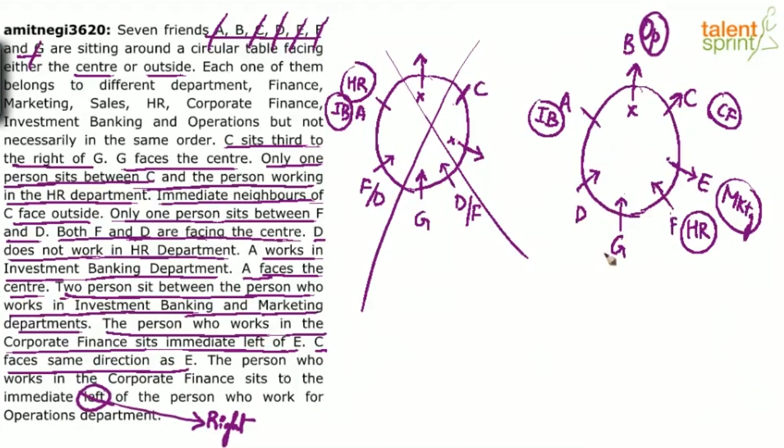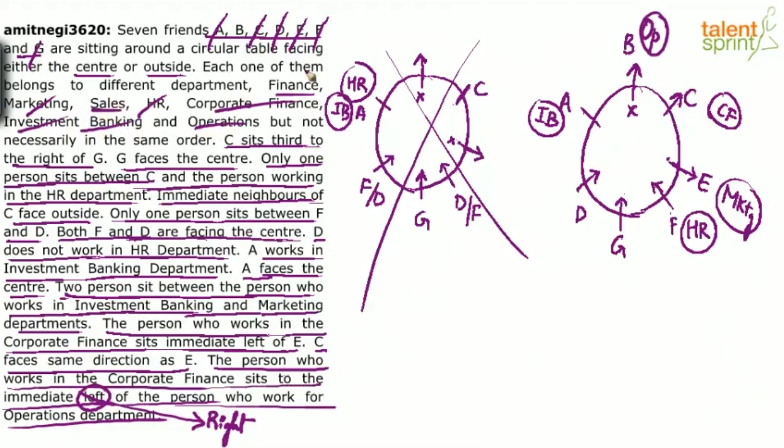But anyway, we are not able to complete the departments for D and G also. Have we missed some statement here? This statement we have anyway used by changing the left to right. But is anything else given about D or G? What are the departments left out? Marketing is done, HR is done, corporate finance is done, investment banking is done, operations is done. So sales and finance are left. D and G will be taking sales and finance, in what order we have no idea. So there is no more information given about D or G.